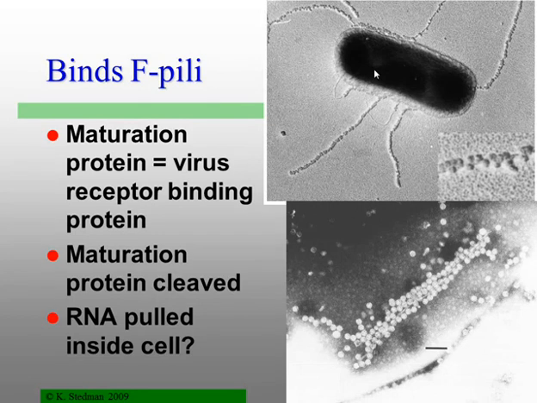The maturation protein seems to be the really critical protein in terms of getting interaction with the pili. If you make these particles in the absence of maturation protein, they don't associate with pili. And then once you have this association, the maturation protein is cleaved. Should sound really familiar. Cleavage, proteolysis happens all the time in these virus receptor proteins. And then somehow you get inside the cell.